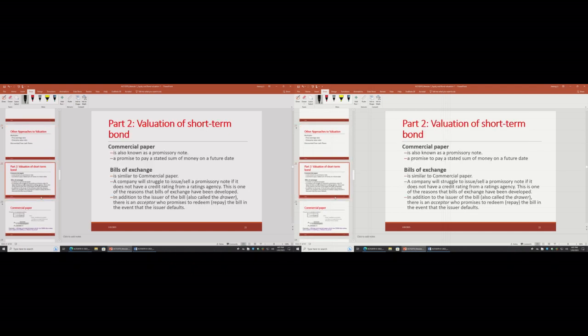Next is about bond evaluation. First of all, short-term bonds. Short-term bonds include, for example, commercial paper, bank bills, and bills of exchange. Here we have two examples, commercial paper and bills of exchange. The difference between these two is just related to credit rating. Bills of exchange do not have a credit rating from a rating agency, so usually they will be risky. But they share the same form of pricing.